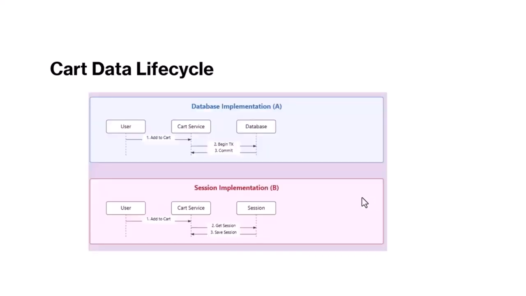And for the cart data lifecycle, this is the diagram that I've created. This is the database implementation, the one that we are going to complete, the advanced implementation with the user, cart service and database. The user is adding to the cart and beginning the transaction, and it's committing, and from the database you get it through the cart service. Previously, the earlier implementation was all session implementation. So user, cart service, session: add to cart, get the session and save session. Okay, so there are a lot of things involved over here.